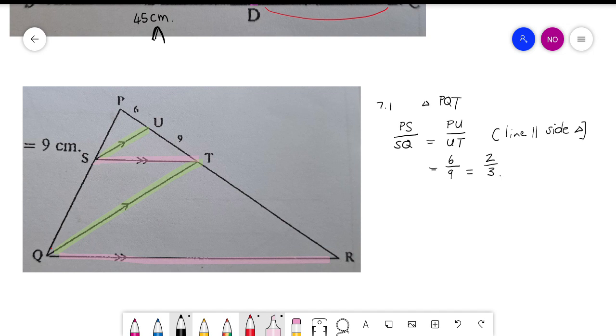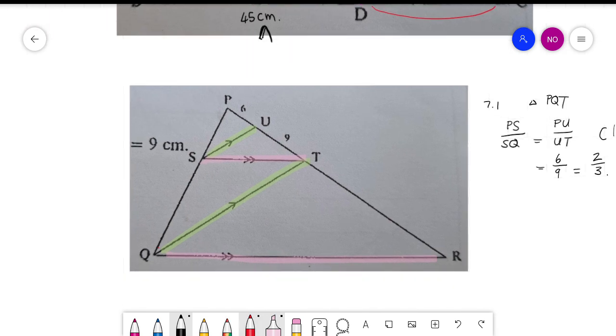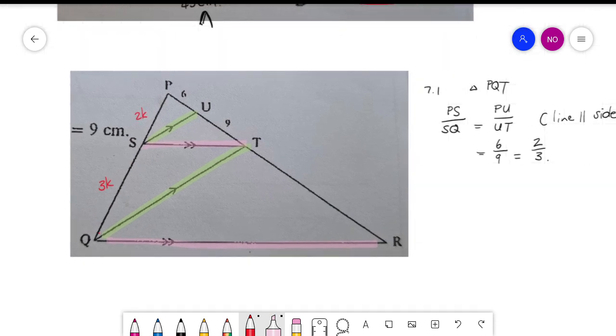Okay. So I know that this relationship, I'm going to write it like that for now. Then 7.2, they say calculate the length of PT.